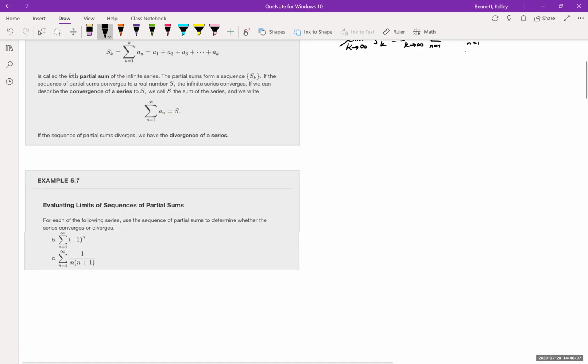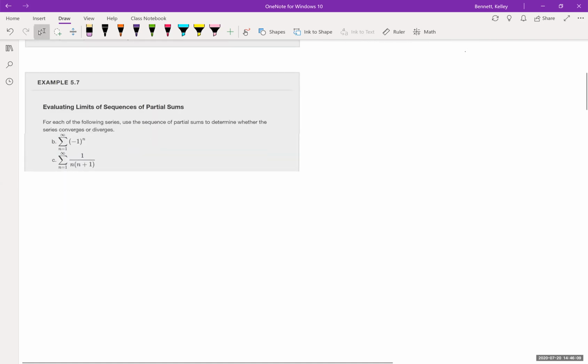So let's do some examples. Again, the idea here is going to be to determine what the partial sum structure looks like, and then to take the limit of that. So I'm going to do C first, and then we'll head back to B. I skipped A, but you're welcome to read it in the text.